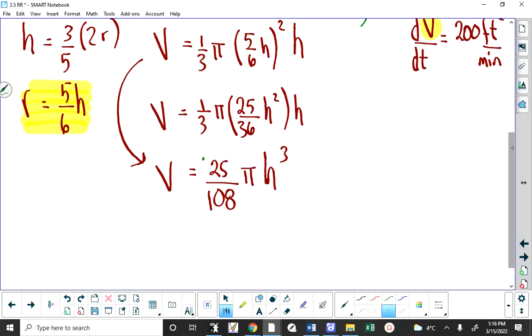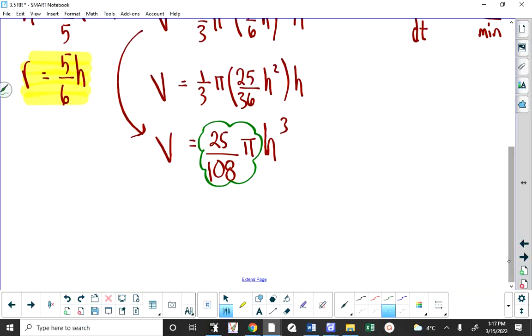This, by the way, everybody, is a coefficient. So when we differentiate the right-hand side, we're just going to swing that 3 down and multiply it and drop 1 from the exponent. And multiply by dh dt. So we get dV dt equals, well, when I multiply 3 by the 25 over 108, in that 108 was a 3, right? It was 3 times 36. So the 3's cancel, and you're left with 25 over 36.